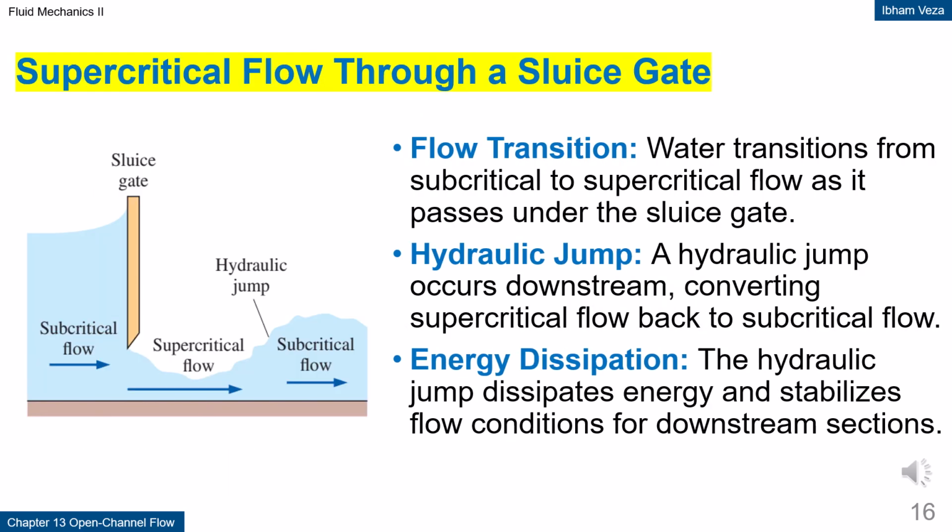Supercritical flow through a sluice gate. When water flows under a sluice gate, the flow can change from subcritical to supercritical. Downstream of this section, a hydraulic jump often occurs. This jump converts the supercritical flow back into subcritical flow. The process is accompanied by significant energy dissipation. This mechanism is very important to stabilize the downstream flow conditions.